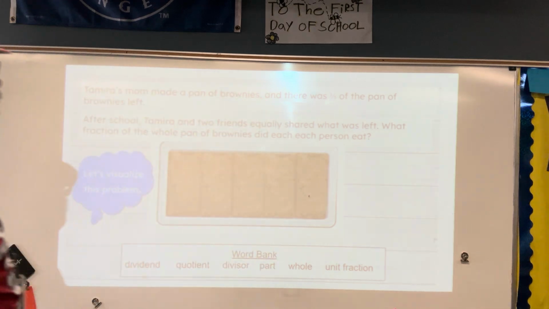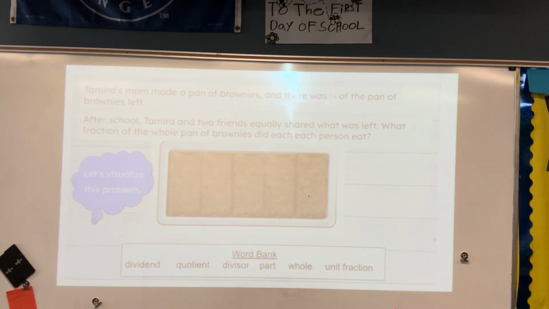Next, we're going to look at these brownies. Tamira's mom made a pan of brownies, and there was 1/5 of a pan of brownies left. After school, Tamira and her 2 friends equally shared what was left. What fraction of the whole pan of brownies did each person eat?